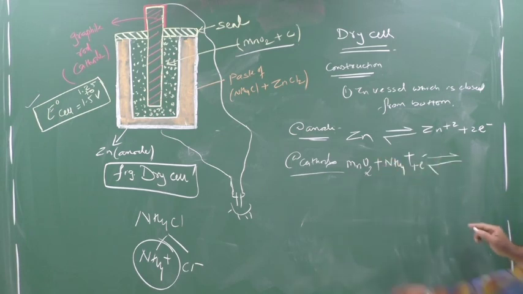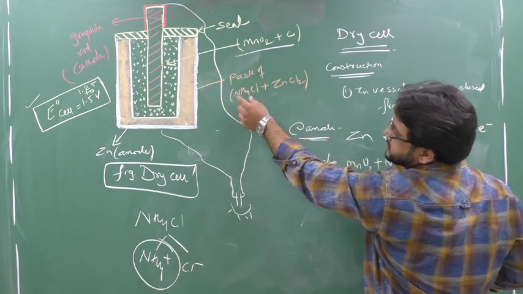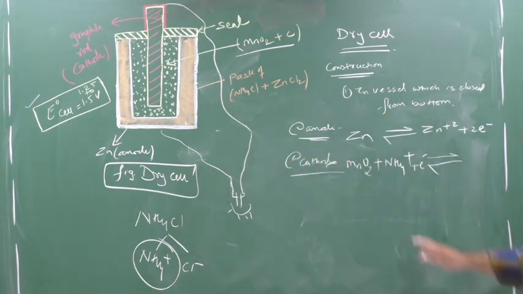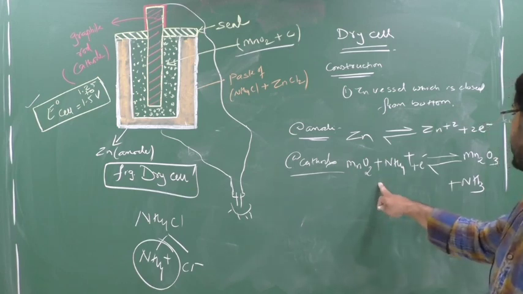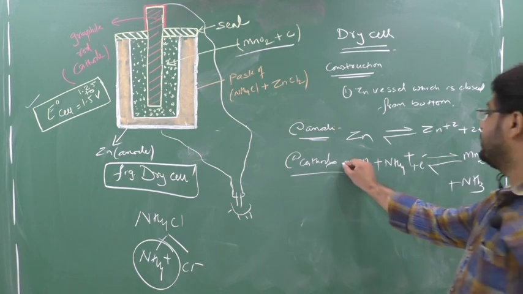Now remember, at cathode who is there? MnO2. So MnO2 will react with NH4+. How did I get the NH4+? From this paste. Okay. So this MnO2 will be converted into Mn2O3. Clear? This NH4+ will be converted into NH3. Clear? Now here, how many oxygen do I have? I have 2 here. But how many do I have here? 3. How many Mn do I have here? 2. So I will put 2 here.